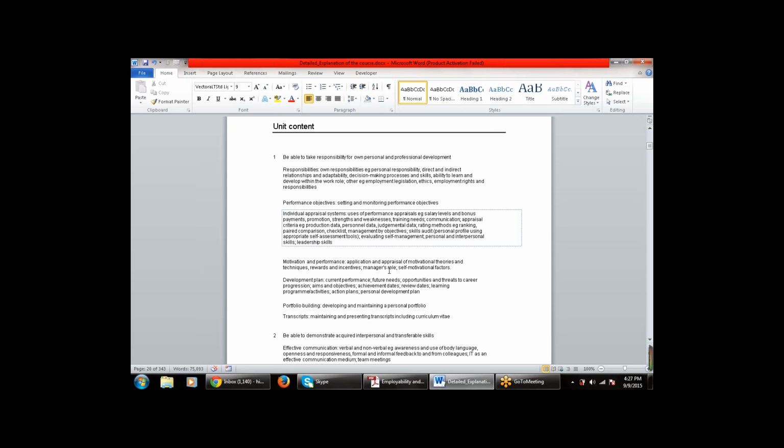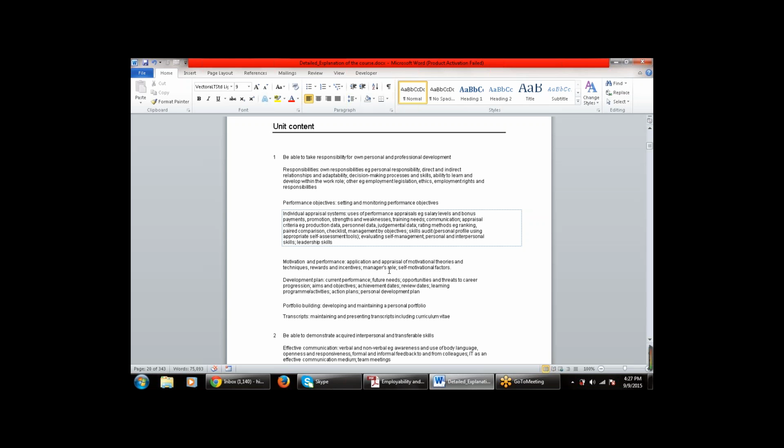That is, what are the various objectives, what are the various terms that are used for the performance objective. That is how to set and monitor. How to set means how to target the performance objective, and how to monitor whether the achieved target is fulfilled or not. This includes the individual appraisal system, that is, if an employee is working well, or if an employee is achieving the target well, we can appreciate the employee. That is one of the performance appraisals that is used. For example, salary levels, bonus payment, promotions, strengths, weaknesses, training needs, communication. So these are the various performance objectives that are used.